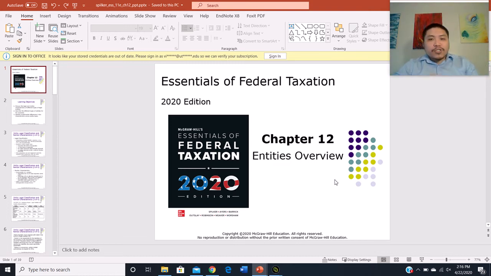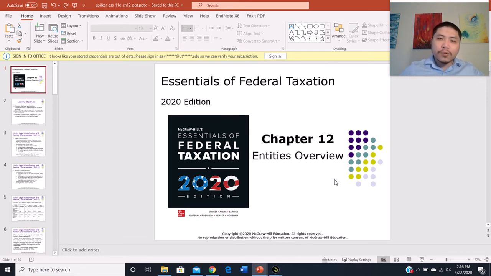All right. So let's start with chapter 12, right? In chapter 12, now we're going to talk about entities, right? Go over the types of entities out there and the types of entities that are recognized for tax purposes. We're going to go over the tax characteristics and non-tax characteristics of these entities, right?